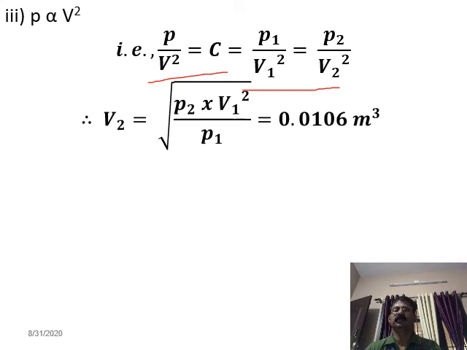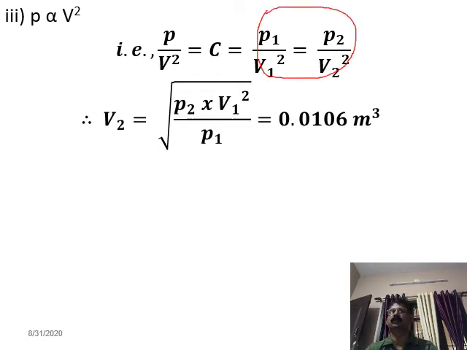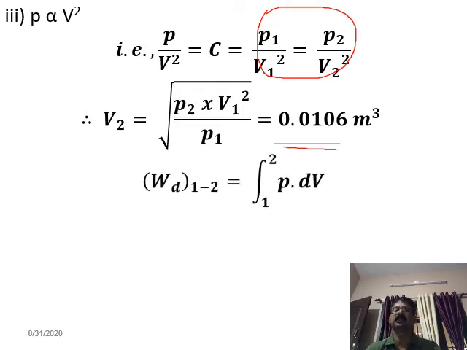Before that, let us find out V2 instead of finding it at the end like the first case. So you better calculate V2 now itself. Use these two equalities here: P1 by V1 square is equal to P2 by V2 square. So you'll get V2 as 0.0106 meter cube.